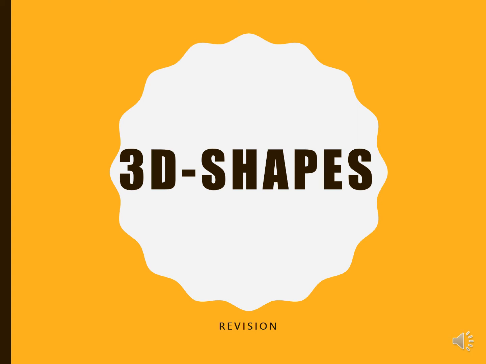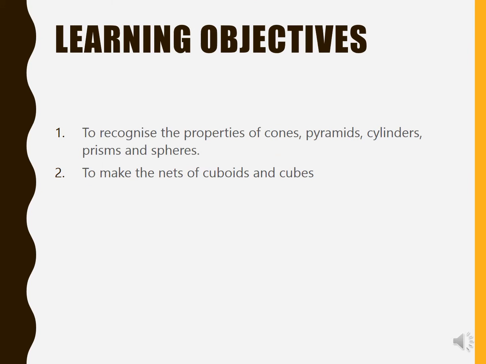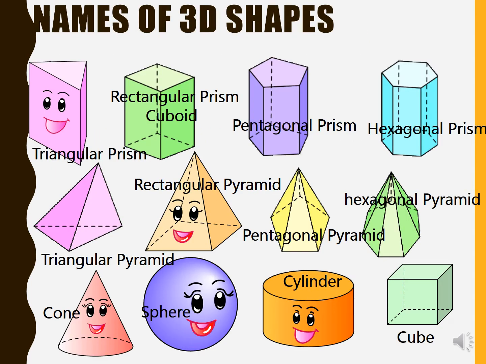Hello girls, in this video you are going to have a revision on 3D shapes. The learning objectives in this chapter are to recognize the properties of cones, pyramids, cylinders, prisms, and spheres, and to make the nets of cuboids and cubes. Do you still remember the names of these 3D shapes?